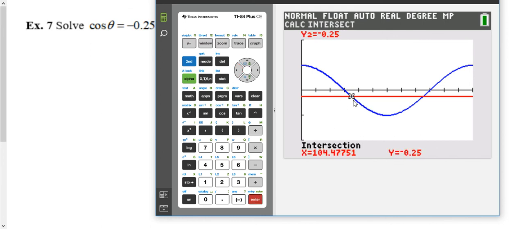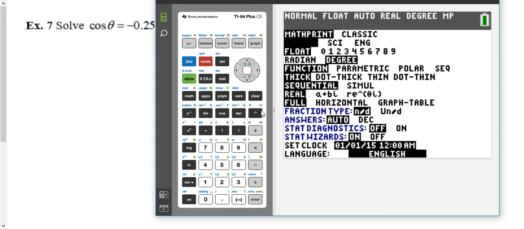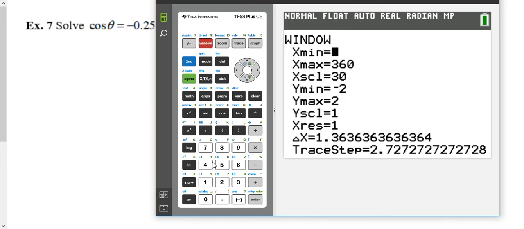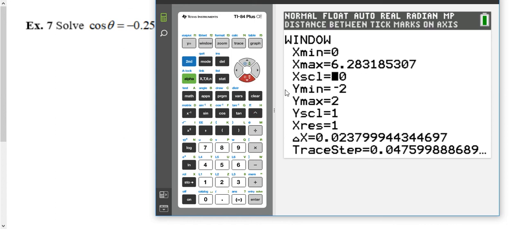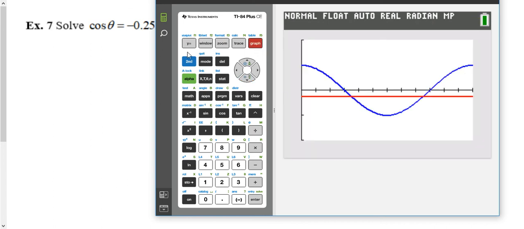Enter, enter, enter. I'm looking at approximately 104 degrees. So this here is a little ugly. It didn't work out nicely, so I am going to just switch right over to radians on this one. So with radians, I'm changing my window between 0 and 2 pi, and let's go up by pi over 6, which is the same thing as 30 degrees. And again, of course, we get the same graph, but this time I get my answer right away in terms of radians.